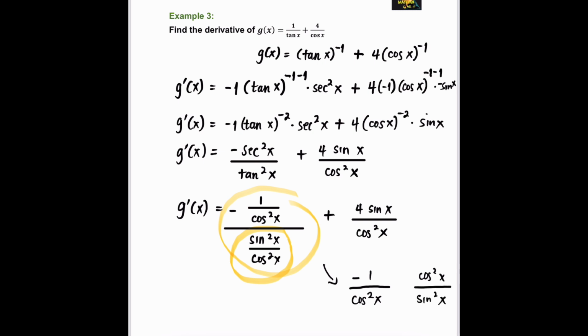After getting the reciprocal, we proceed to changing the operation to multiplication. And you can see from here that cosine squared x divided by cosine squared x is equal to 1. So technically they're canceled out, and we are left with -1. So -1 times 1 is -1.